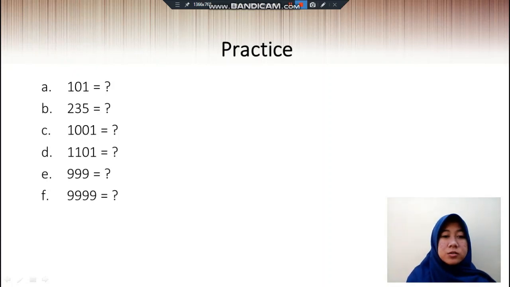Okay, there are 6 questions. Anyone want to try? Okay, for point A, we can say in Indonesian 101, and in English we can say 101. For point B, the answer is 235, and point C, 1001. For point D, 1101, and for point E, 999, and the last point, point F, is 9999.